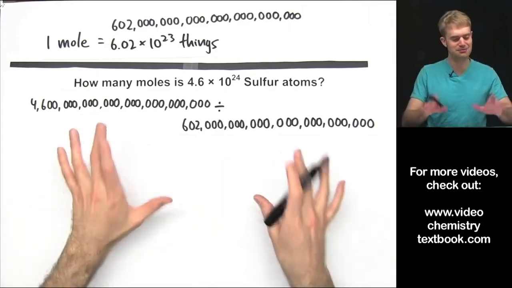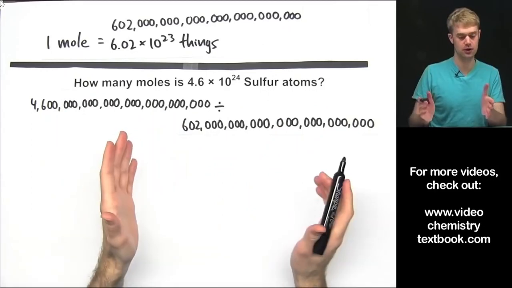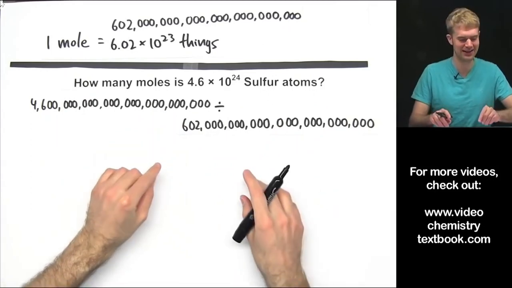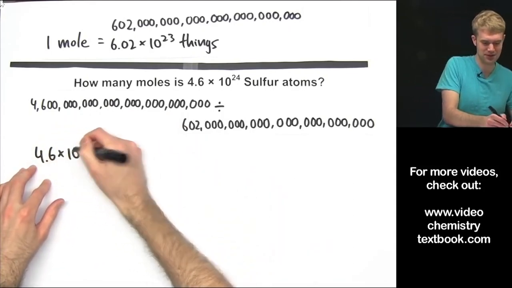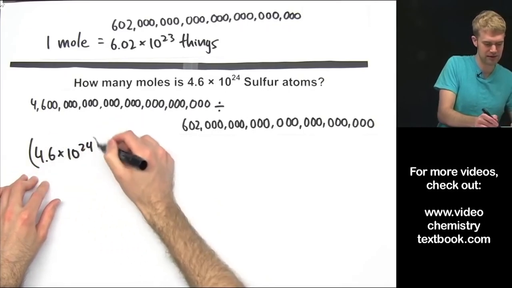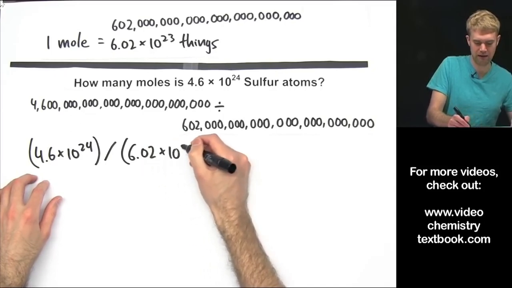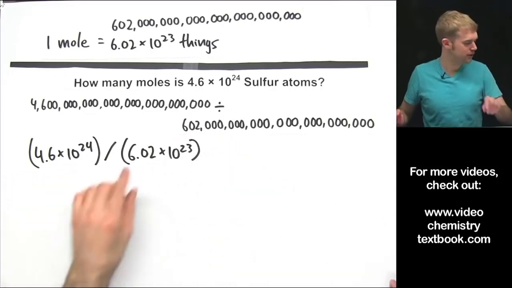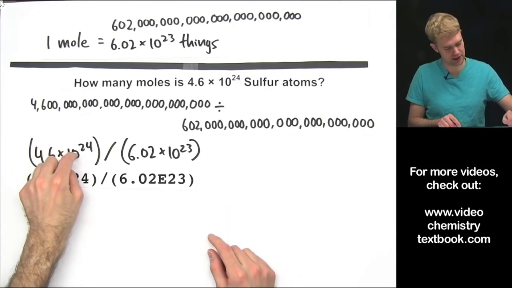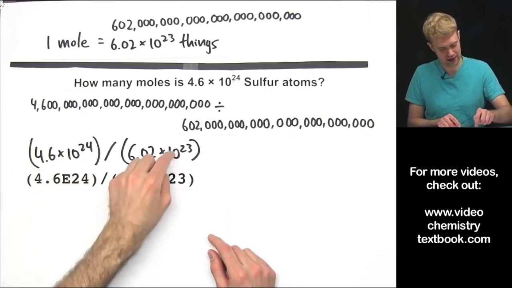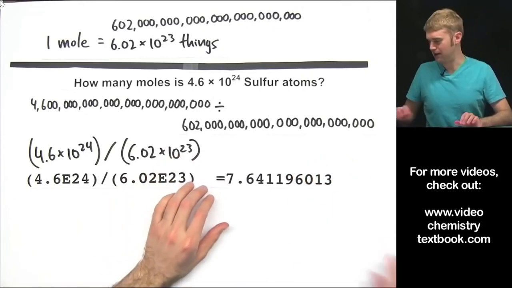As before, you're probably not going to want to use these giant versions of each number with all these zeros. So this is where the scientific notation comes in handy. Let's rewrite this in scientific notation. Okay, we're going to do 4.6 times 10 to the 24th divided by 6.02 times 10 to the 23rd. Put this in the calculator, and you'll want to type it in like this, where we replace the 10 to the 24th with E24, or 10 to the 23rd with E23. Hit return, and we're going to get a number like this.